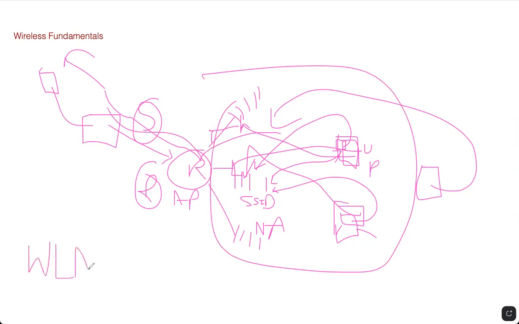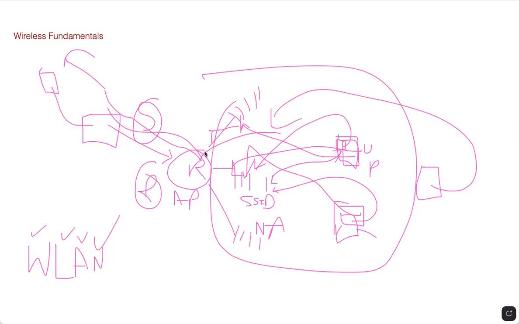So LAN is local area network and WLAN is wireless local area network. You all know what is LAN, right? LAN is nothing but devices connecting in the same location. So with the wireless, you are connecting devices without any wired connection. You will be using the wireless signals to connect the devices. Okay. So now let's see how this access point works.